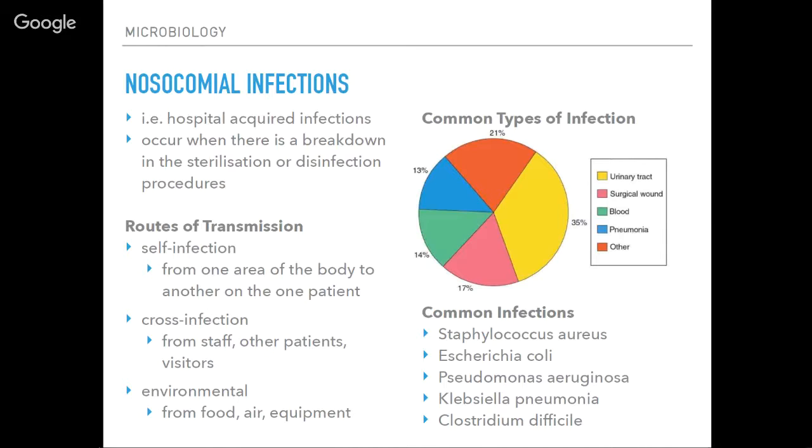And then common types, urinary tract. Anyone know why urinary tract infection is the most common? Catheters. That's literally sticking a tube up your urethra. Those tubes can only be cleaned so much. So that's an easy way for bacteria and other stuff to get in. And these are the important infections. If you can't remember any other names, remember these 5.